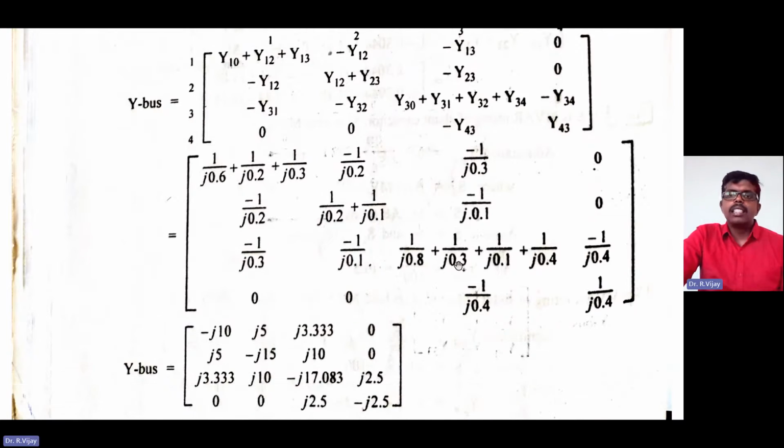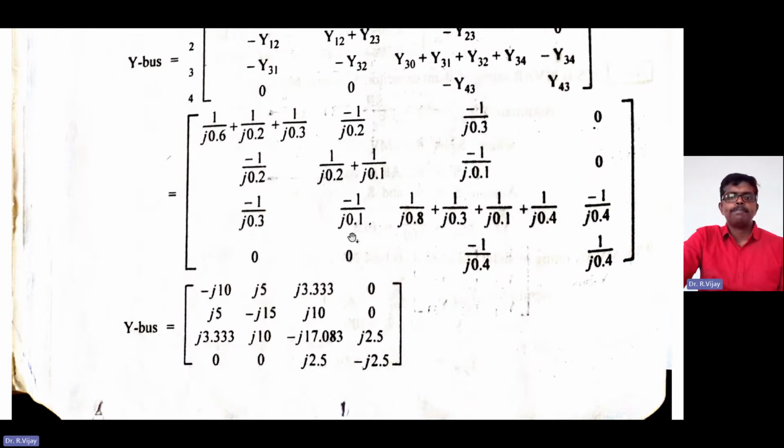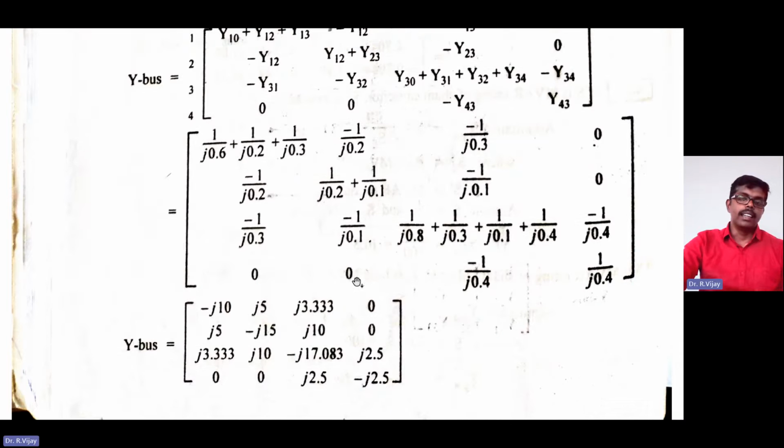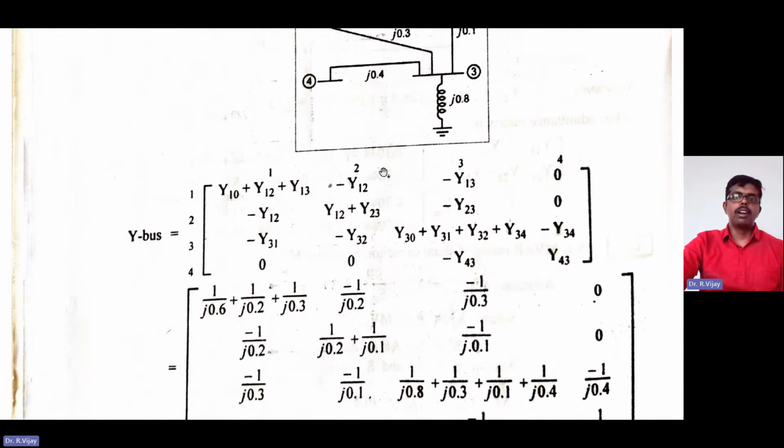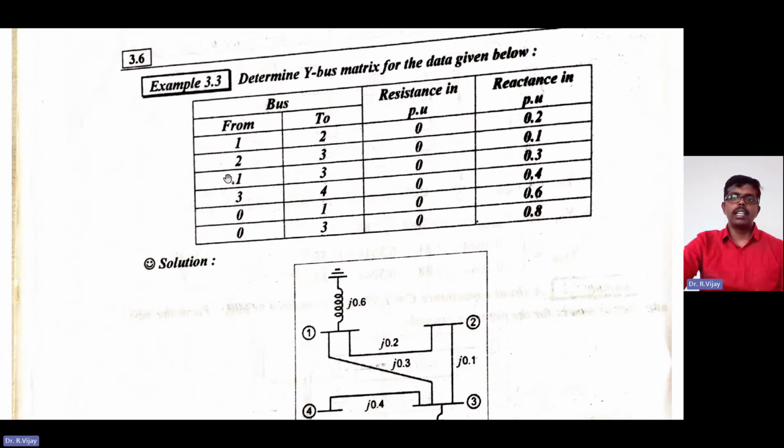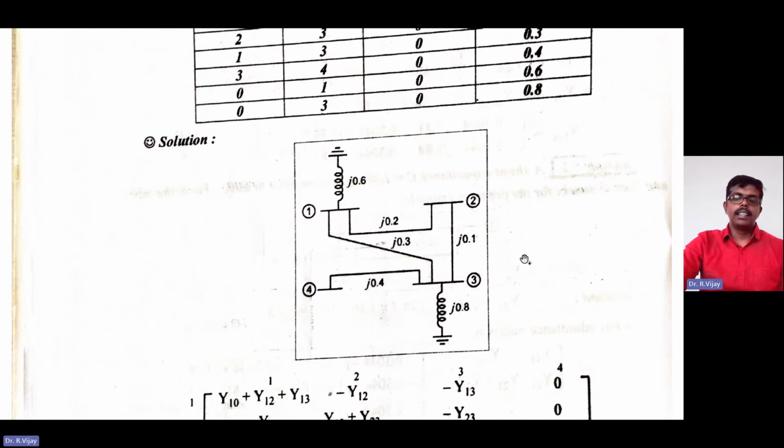Simplifying all these things with your scientific calculator, you'll get the values like this. Type 1 divided by j into 0.6, 1 divided by j into 0.2, 1 divided by j into 0.3 in the scientific calculator, and on pressing equal to you'll directly get the answer. So Y-bus equals some values you are getting. This is the answer for the first problem, whatever was given in the formulation here.